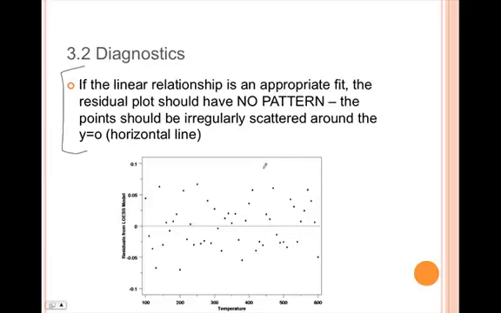What a residual plot does is it basically takes a scatter plot and rotates it so that the LSRL is horizontal. Then points above have positive residuals, points below have negative residuals.